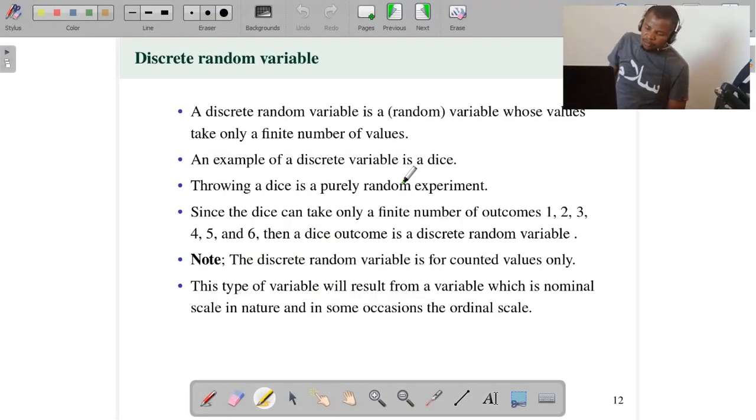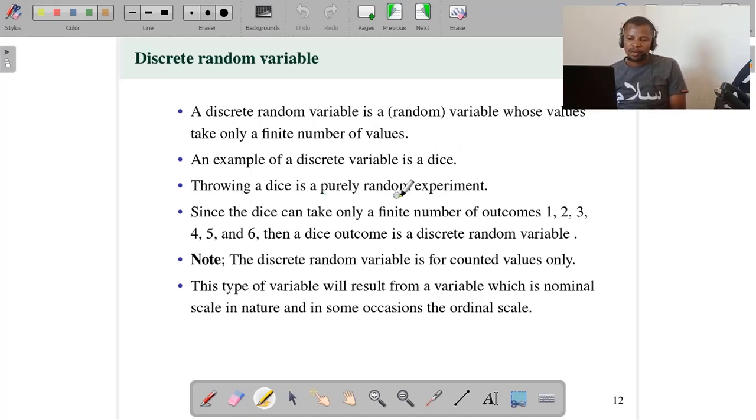So the discrete random variable, in a nutshell, is a variable that takes only a finite number of values. It is impossible for a discrete random variable to have something like 1.2 or 1.5. You can have something like 0, 1, 5, 7, just a finite number. An example of a discrete random variable is a dice, because on a dice we can assign 1, we can assign 2, we can assign 6, but there is no such thing as a dice 4.5. That's why we say dice is a discrete random variable.